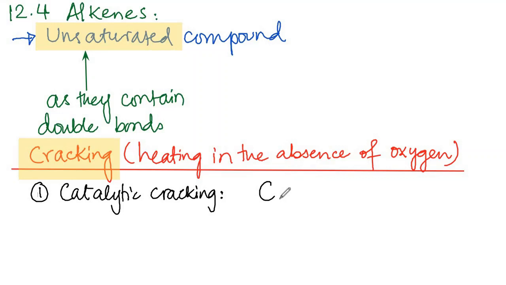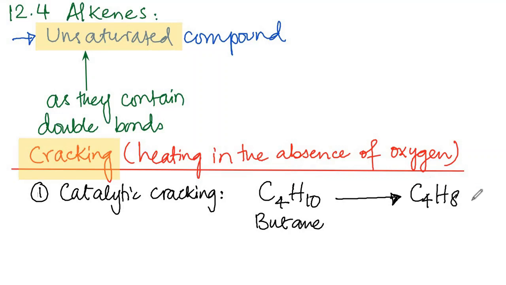So if we have, let's say, C4H10, which is butane, as a result of cracking this is going to turn into butene, and that butene will have a formula of C4H8. So we have obtained a hydrocarbon of the same number of carbon atoms but 2 fewer hydrogen atoms, and these hydrogen atoms are released as a gas from here.